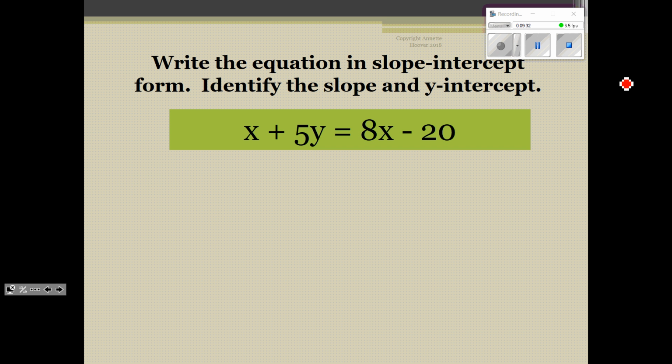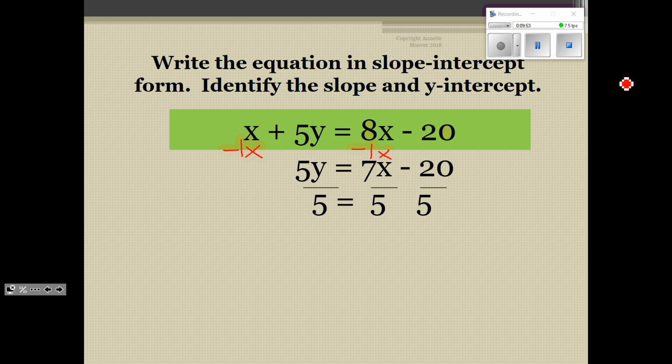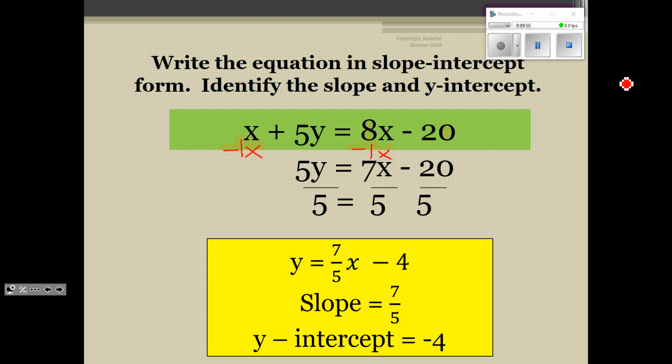This time, we have an x term on both sides of the equation. So we're going to have to subtract that negative 1x from both sides of the equation. When we do that, we get 5y equals 7x minus 20. Now, in order to get y by itself, we're going to have to divide all 3 parts by 5. When you do that, we have y equals 7/5 x minus 4. So the slope is 7/5, and the y-intercept is -4.